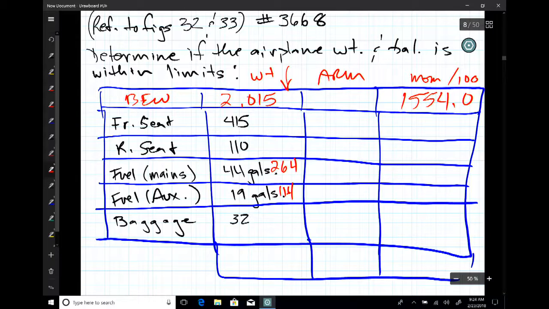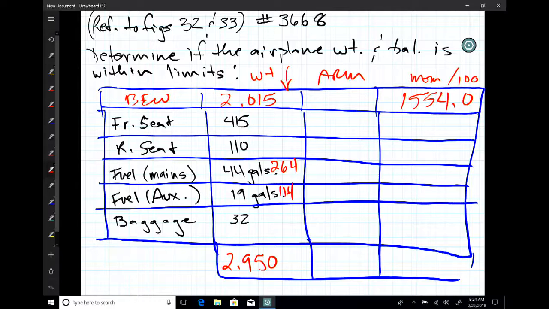Then we have our 32 pounds of baggage. How many of you got 2,950 pounds? Well, isn't that lovely? Because right here we have that we know that's going to be our maximum weight.